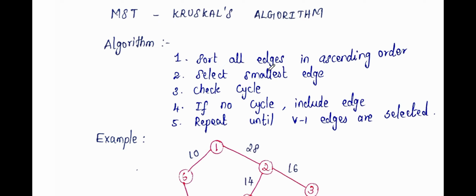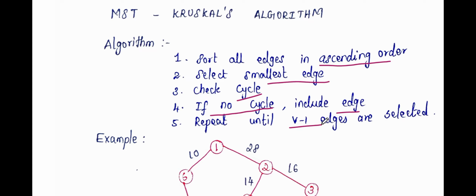So the algorithm is: sort all edges in ascending order. This is the first step. Then select the smallest edge. Check for a cycle. If no cycle is there, then include that edge in the tree. Repeat until V minus 1 edges are selected. V is the number of vertices, so if vertices is 6, we need only 5 edges to form the MST using Kruskal's algorithm.